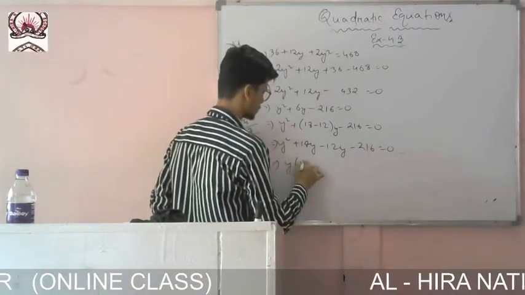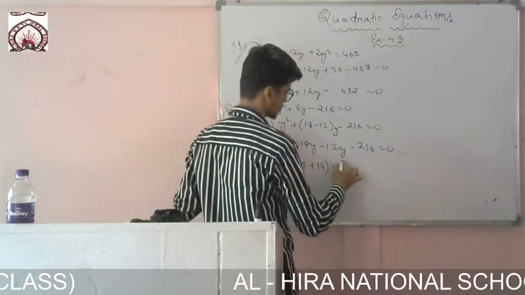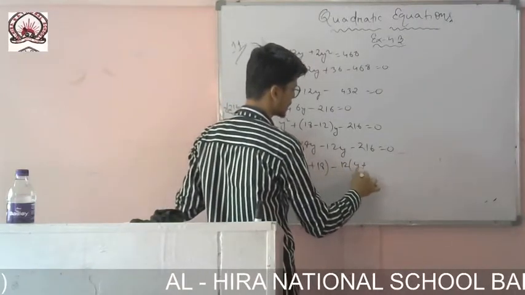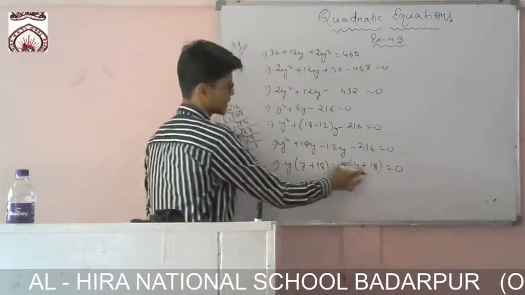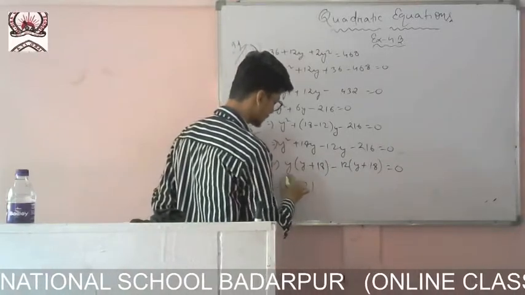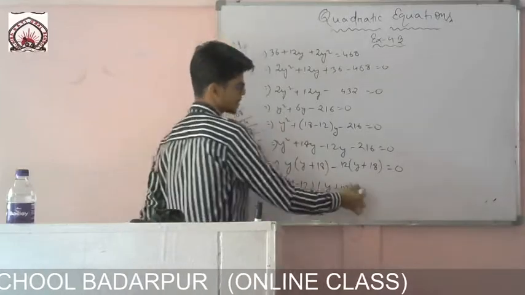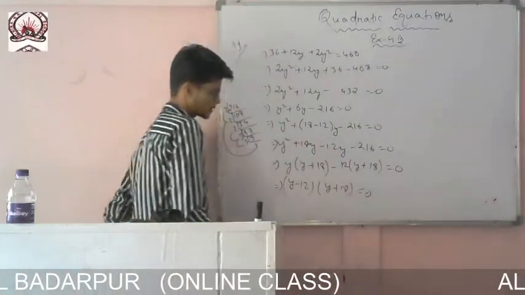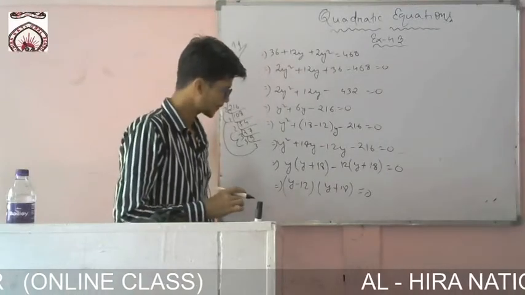Here y will be common, so y plus 18, and there again minus 12 will be common, so it will be y plus 18 times y minus 12, since 12 times 18 is 216. So y minus 12 and y plus 18 equals 0, so either y equals 12 or y equals minus 18.